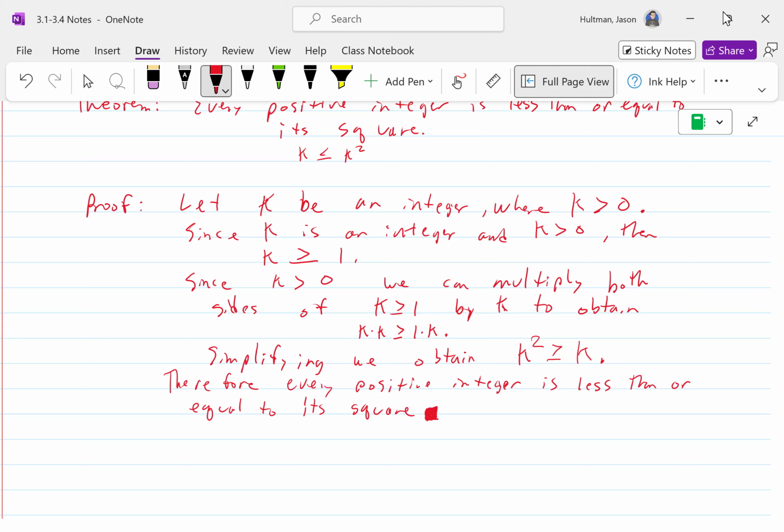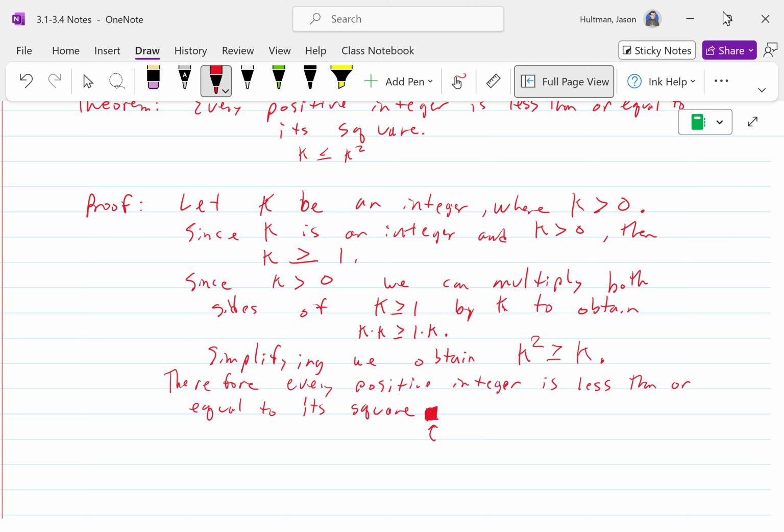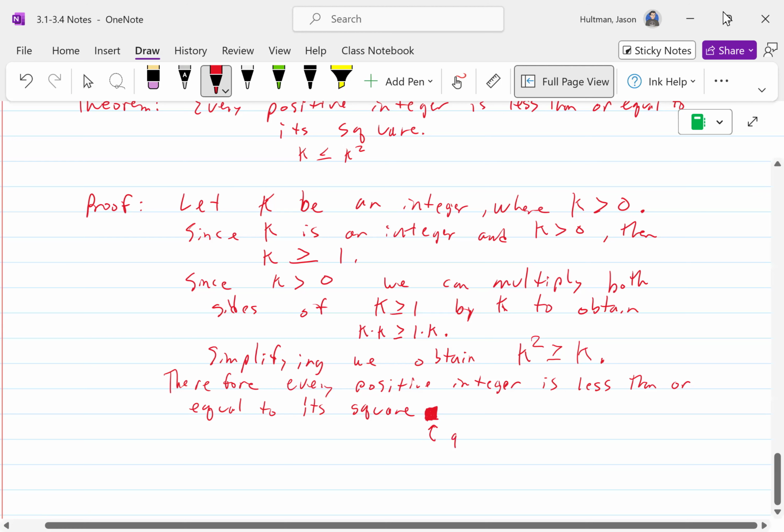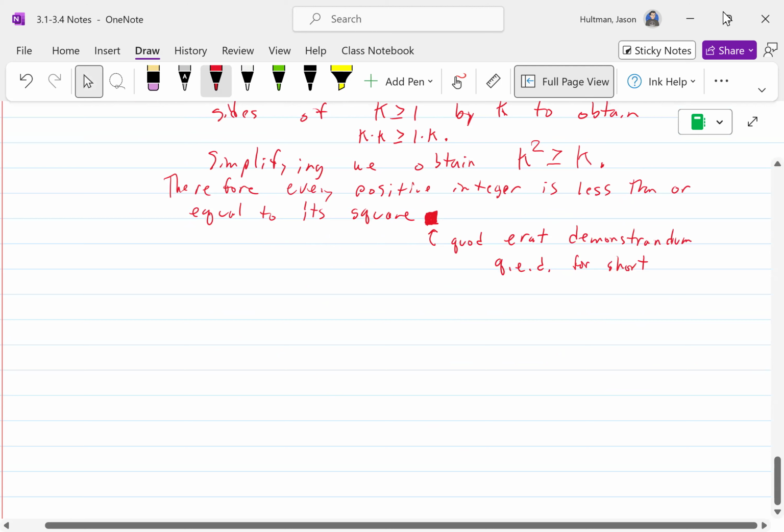Okay, this actually is a symbol that represents a Latin phrase, quod erat demonstrandum, which just means it has been demonstrated or it has been proven. And sometimes you'll see QED for short. Again, it just says, hey, we've proven what we set out to prove.